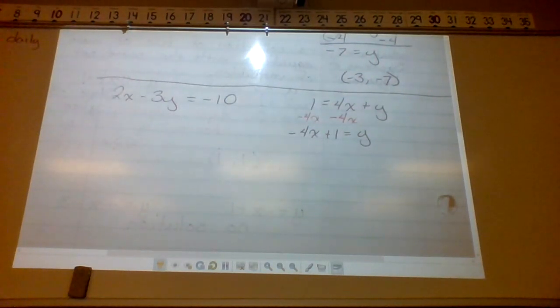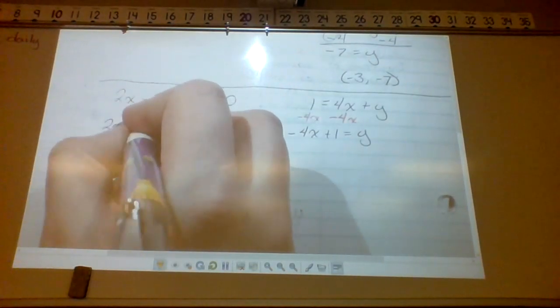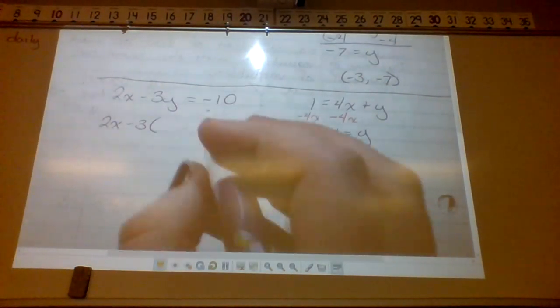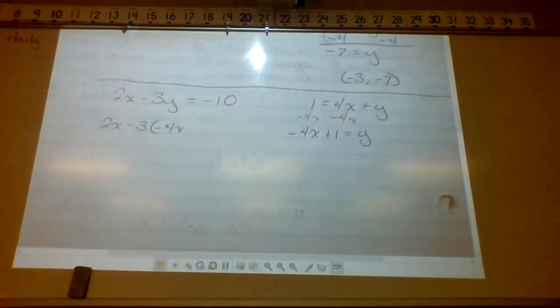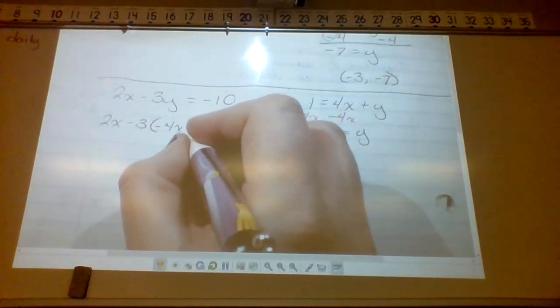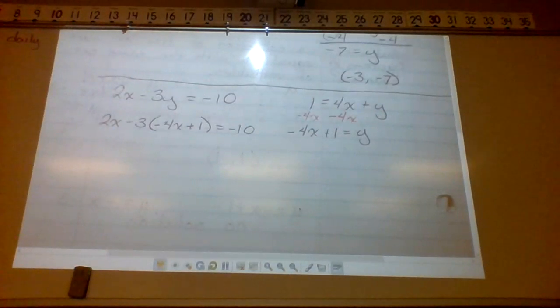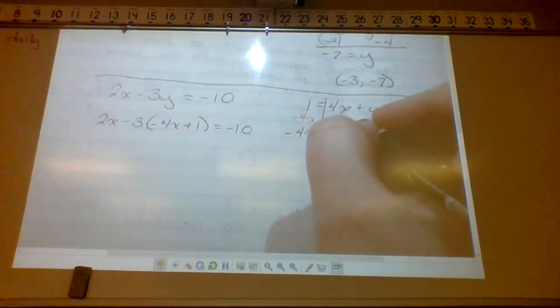Why does that help us? So we can put it in the other side. 2x minus 3. What goes next to the 3? Not 4x. Negative 4x plus 1 equals negative 10. What is 4x minus negative 4x? No, I subtracted 4x from both sides, so this one would cancel out.